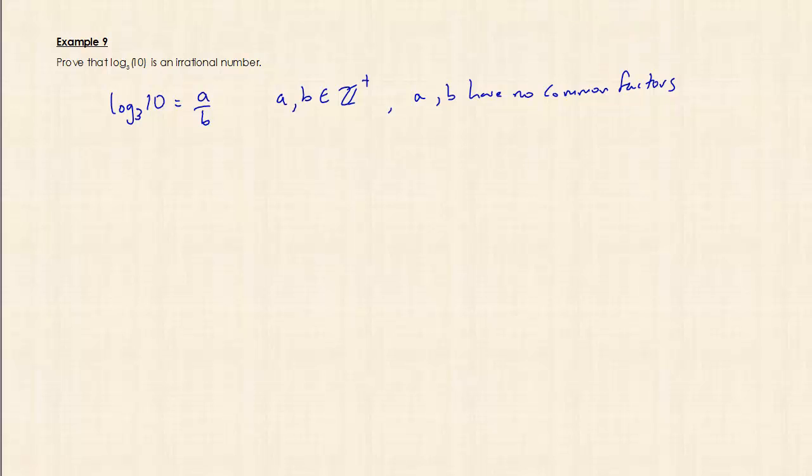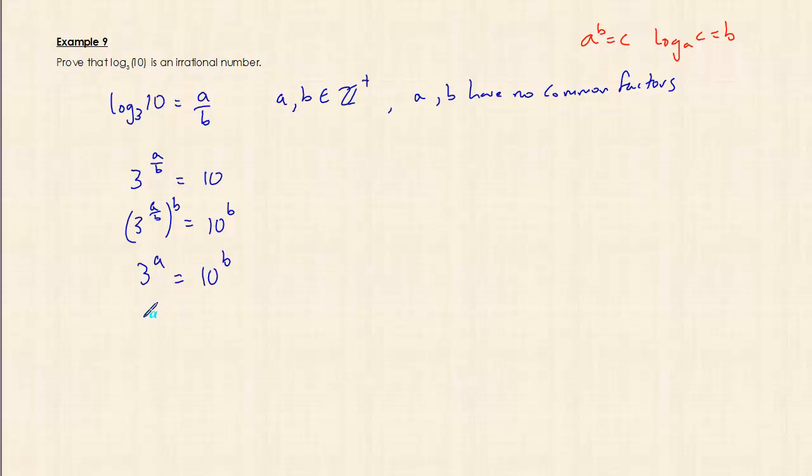Now, we know when dealing with logarithms that if a to the b is equal to c, then log to the base a of c is equal to b. So what we can say here is that 3 to the power of a over b is equal to 10. Raise both sides to the power b. That gives us 3 to the a is equal to 10 to the b.